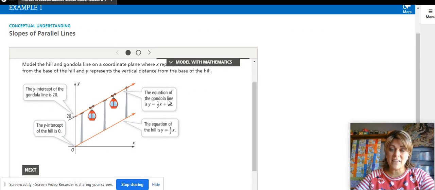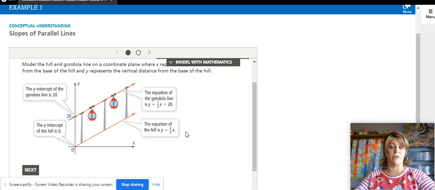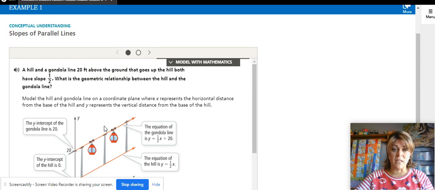Now, all these little things are helping you. This is the equation of the line, the equation of the hill, the y-intercept. The y-intercept of the hill is 0. The equation would be y equals slope times x plus that 0, but you don't need the 0 in the equation. The y-intercept of the gondola line is 20, so the equation is y equals, here's the slope, x plus that 20. This is the visual so you can understand the question, but the question says, what is the geometric relationship between the hill and the gondola line? So I want you to think of that and figure out, why does this line and that hill, what do they have in common? Try to answer that question.